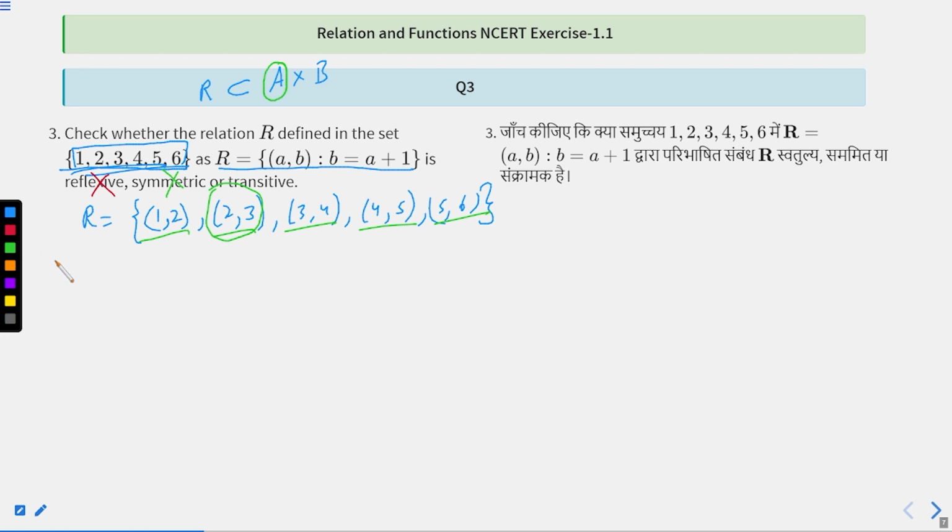Now for transitivity, it is quite clear. Taking 1, 2 and 2, 3 as my AB and BC pair, then 1, 3 must also belong to R from the transitivity rule. But as you can see, 1, 3 does not belong to R. These are the only possible pairs. So from this I can say that it is neither reflexive, nor symmetric, nor transitive. I hope this is very clear to you.